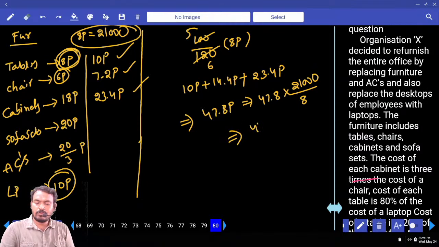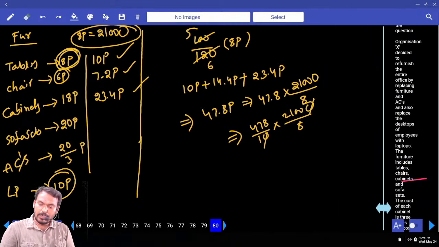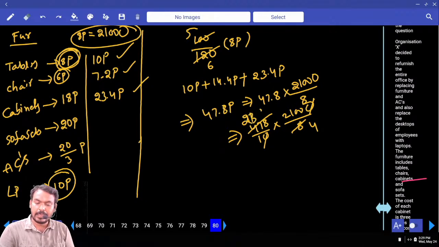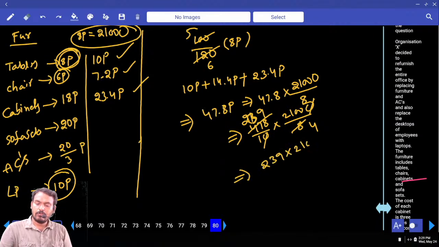It is written as 478 by 10 into how much? 21,000 by 8. 0 0 cancel. 4 how many? 2 how many times? Denominator 4. Numerator 2 how many times? 23. Again 9. 239 into 2100 divided by 4. 239 into 2900 divided by which one? 4.